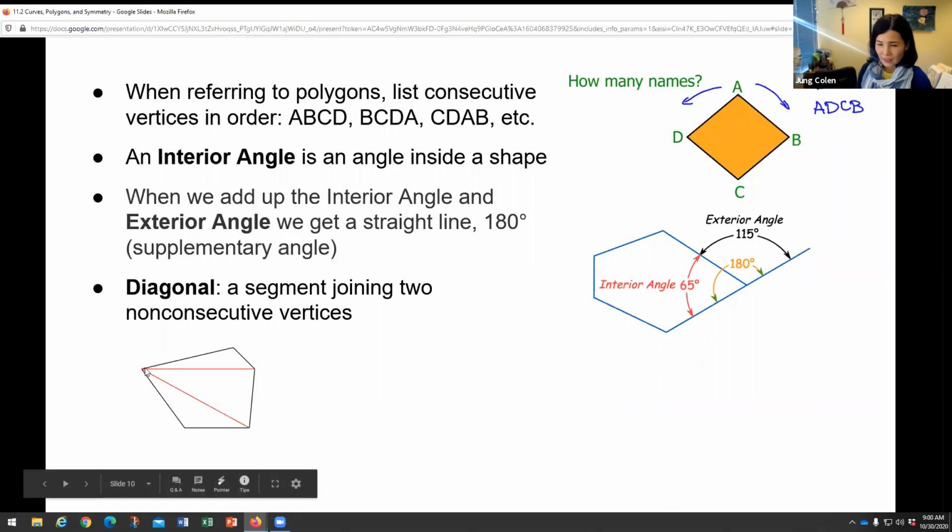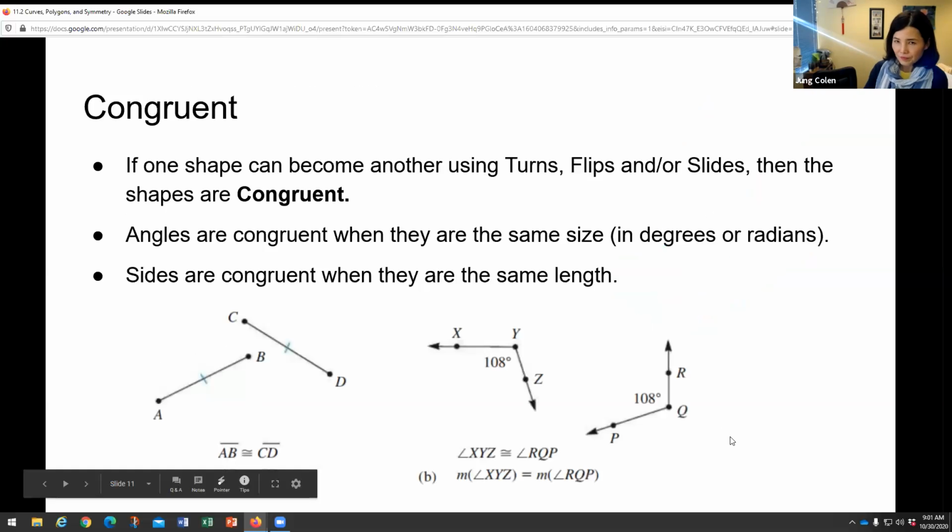Diagonal, what is a diagonal? From one vertex, you can draw a line segment, but not to consecutive vertices, because there's already an edge, a side there. So for a diagonal, you want to connect this vertex with other vertices, not a consecutive vertex, okay? So we know what diagonal means.